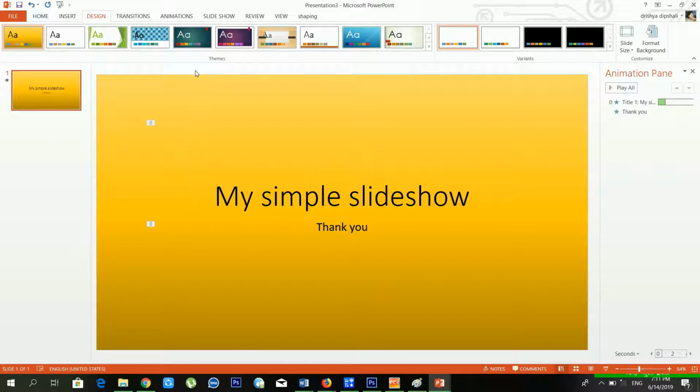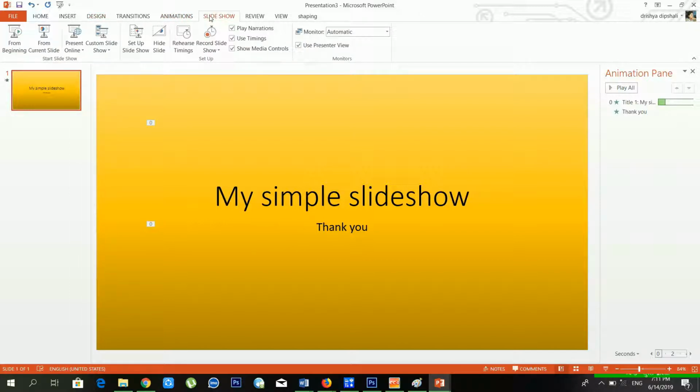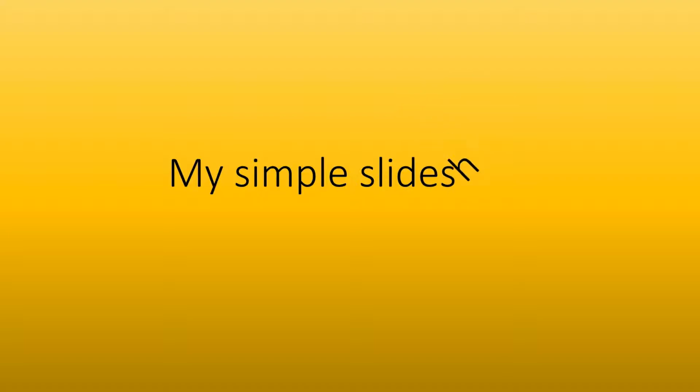Now if you want to play this slideshow, you have to go to Slide Show, and you can directly press the F5 key on your keyboard, or click From Beginning. Now you can see my slideshow starts playing. So if you want to play your slideshow from the beginning, you use From Beginning.